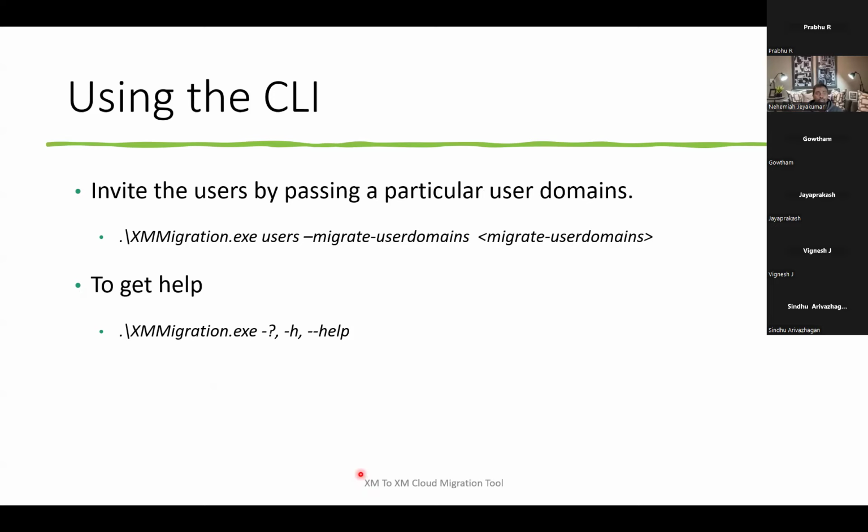The other thing is, if you want to migrate the users, you have a migrate user domains option. Whatever domains are listed here, it is going to go to the source Sitecore instance, fetch all the users with the email address, first name, and everything, and then invite the users to the XM Cloud environment. And if you want help, you can also get the help, which is very similar to all the CLIs that Sitecore has, even the Sitecore CLI and the content CLI. It has similar features as well.